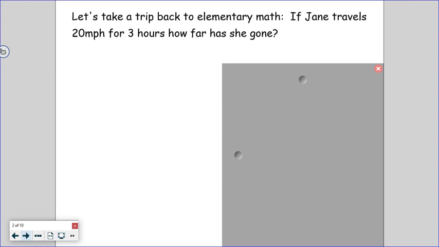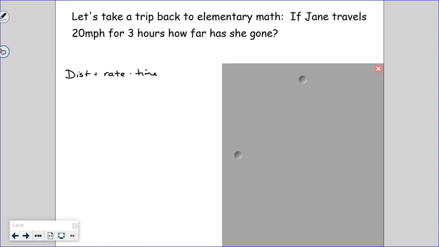And to even kind of break that down even more, we're going to take a little trip back to elementary school, because you probably could have done this problem back in elementary. If Jane travels for 20 miles an hour for 3 hours, how far has she gone? 60 miles. Yeah, don't overthink it, right? If we're going 20 miles an hour and I drive for 3 hours, I go 60 miles, right? Distance equals rate times time.